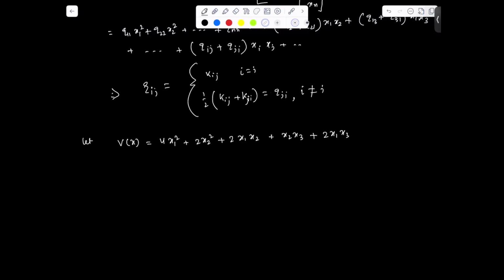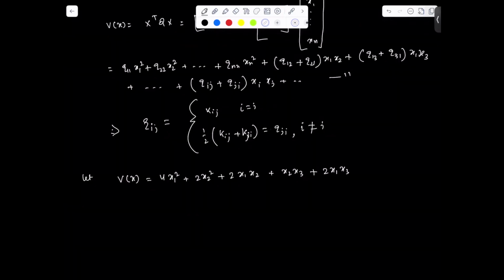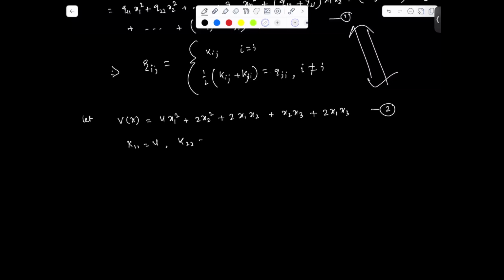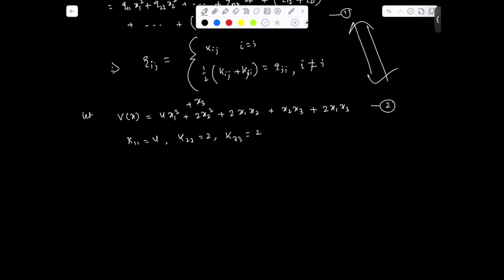Now if you compare this equation, this is equation number 1, for example, this is 2. Now if you compare both these equations, we can write here K11 equal to 4, K22 equal to 2, K33 equal to 2. I'm missing one term here. Here another term is this is x3 square. Okay.